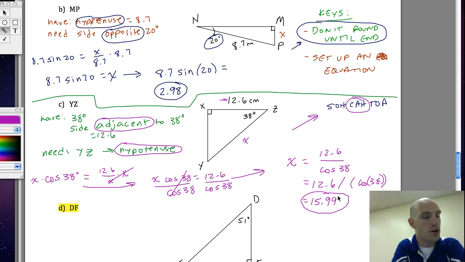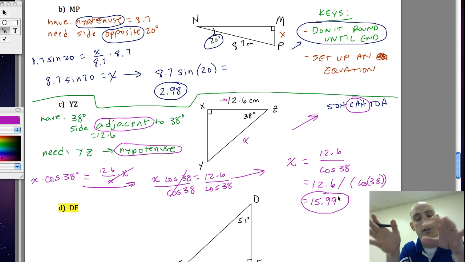Set up an equation and don't round until the end. You should be fine if you remember that we're using the trig ratios.